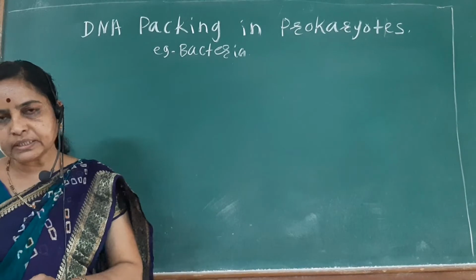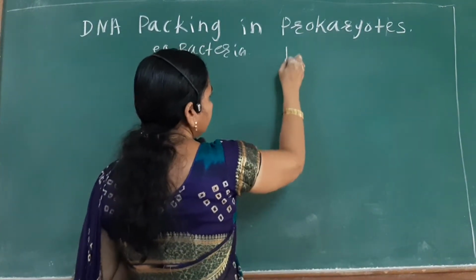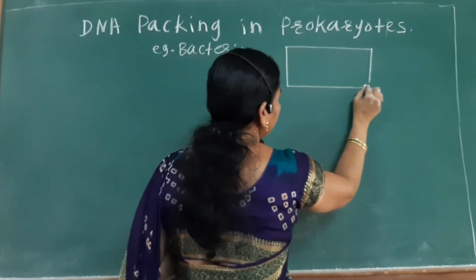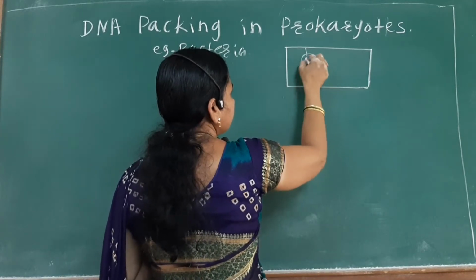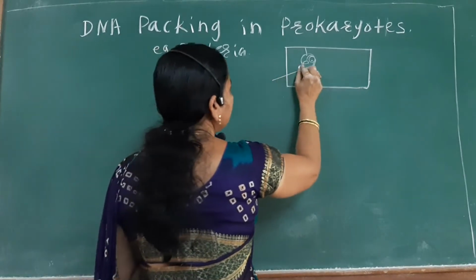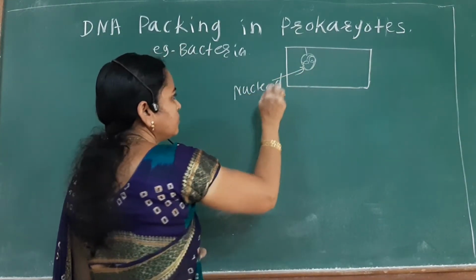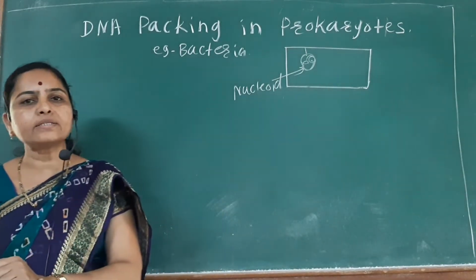First, let us see how the DNA is in the prokaryotic cell. If we see the structure of the prokaryotic cell, the DNA is a circular DNA and it is known as the nucleoid. So the circular DNA is known as the nucleoid.